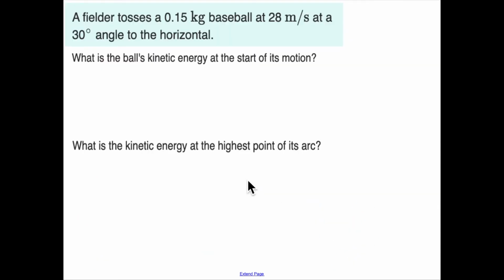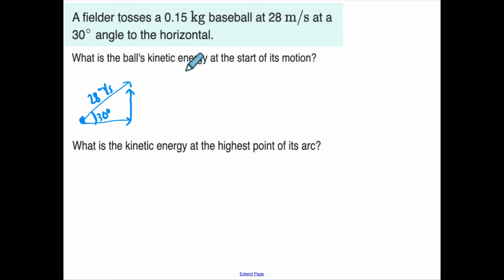A fielder tosses a 0.15 kilogram baseball at 28 meters per second at a 30-degree angle to the horizontal. So the baseball is going something like this. And we have 30 degrees here, and we have 28 meters per second here. All right, now right at the very beginning, it hasn't divided up into x and y yet. So its entire velocity is 28 meters per second.